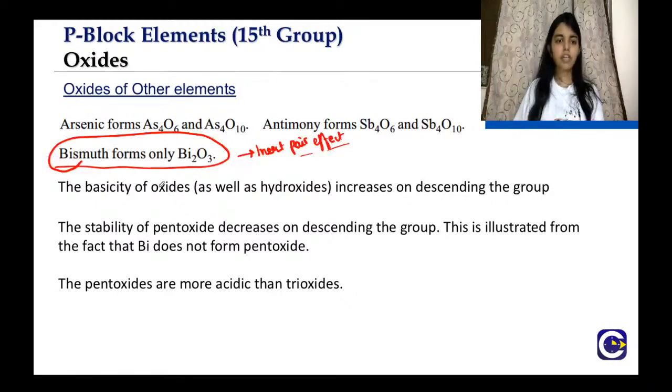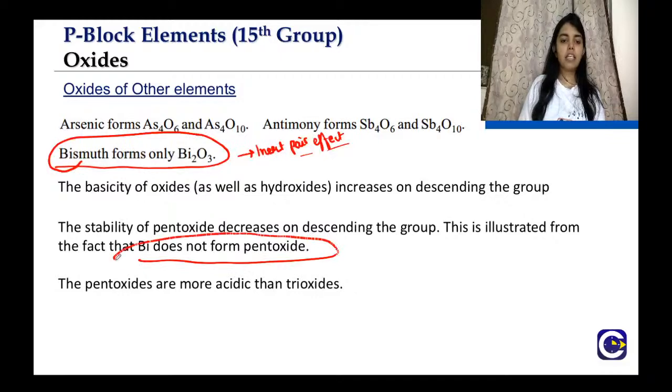The basicity of oxides or hydroxides increases down the group, which we have already done, due to the increase in metallic nature. We already know that metallic oxides are basic in nature, therefore the metallic character or the basicity of oxides increases down the group. The stability of pentoxides decreases down the group because bismuth does not form a pentoxide. Why does it not form a pentoxide? Basically because it is more stable in the lower oxidation state.